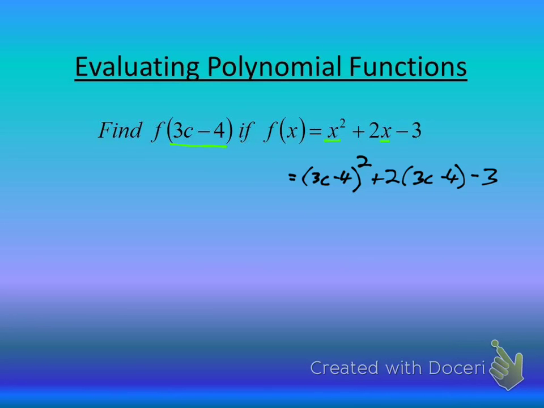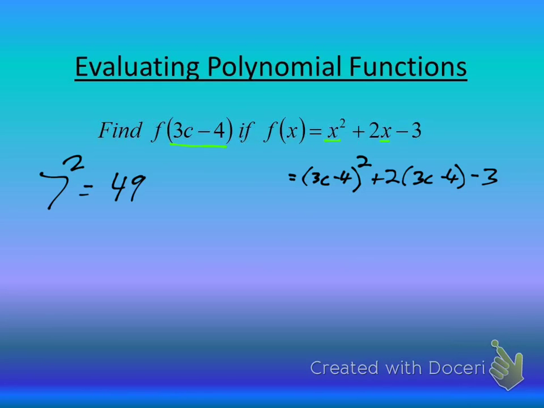Now, I got a question. What's 7 squared? 49. How'd you get that? 7 times 7, right? Okay. 7 times 7. What's 3c minus 4 squared? Nope. Nope. 3c minus 4. What's that squared? That's what I'm asking. Close, but no. That's the most common.